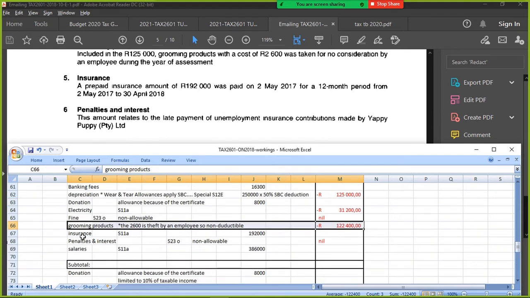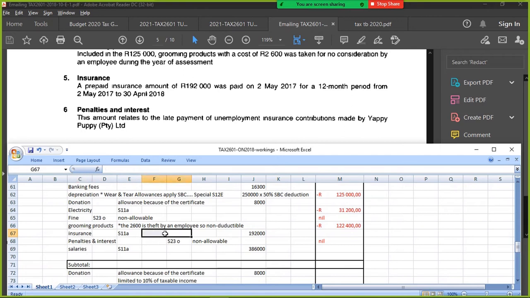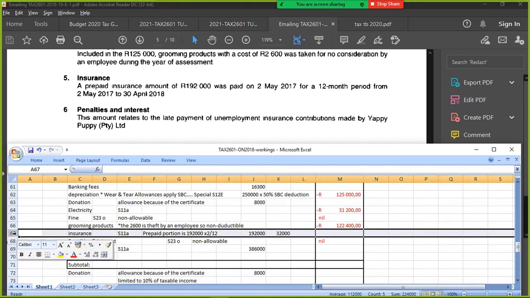Okay, so this is for insurance. Okay, so prepaid portion is 192 times 2 over 12. Okay, because this is a period of 12 months, yes. All right, so if I multiply the 192 by 2 over 12, I'm going to get 32,000. So we need to show a separate line here.